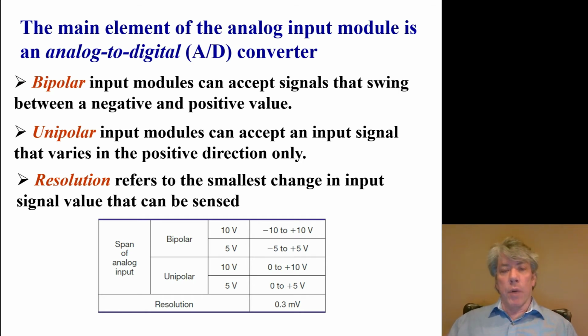Now, another really important thing to consider, as I said, is resolution. In other words, what's the smallest change in the actual input signal, the voltage, that can be represented within the PLC, where the number changes from, say, 2000 to 2001 inside the PLC. That resolution is really important to consider when you're selecting an analog to digital conversion module, so that you can sense fine enough detail within the process to effectively control the process.